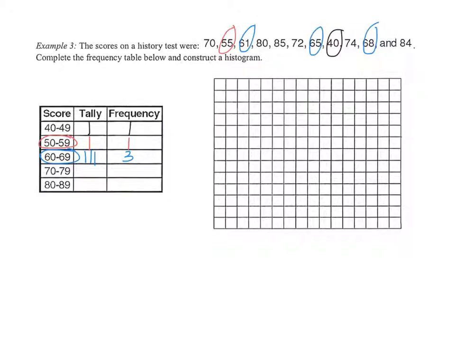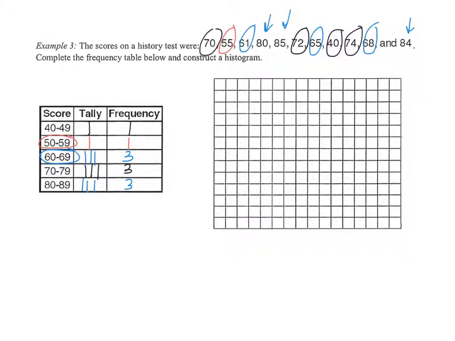How many 70 to 79s? 1, 2, 3, and the number 3. How many 80 to 89s? 1, 2, 3, and the number 3.